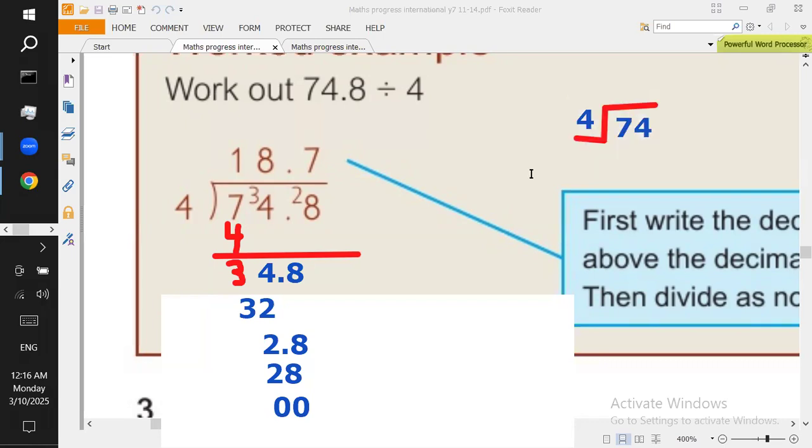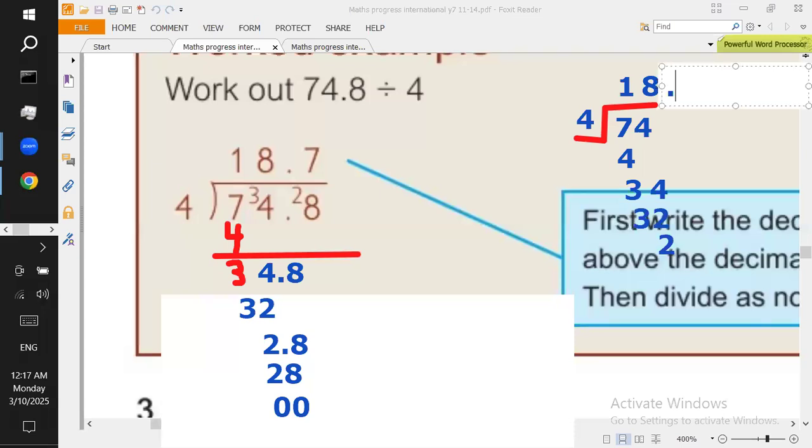So 7 divide 4 is going to be 1. 1 times 4 is 4. Subtract them, you'll get 3. And then you put the 4 down, so 34. Now 34 divide 4 is going to be 8. 8 times 4 is 32. And when you subtract them, you get 2. And then 2 divide 4 is going to be half, so 0.5.